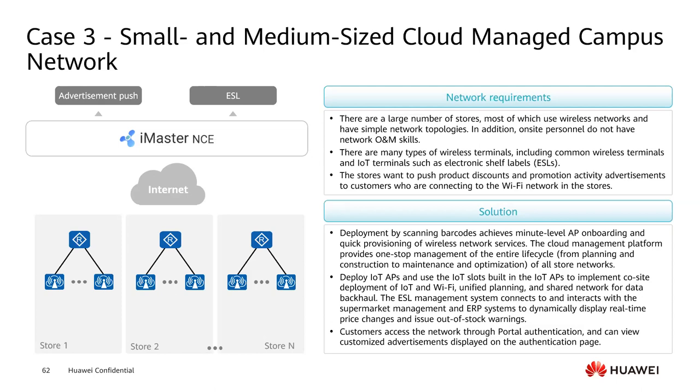And also in the cloud campus solution, the AP supports IoT. We can deploy the IoT APs and use the IoT slots to implement the co-site deployment of IoT and Wi-Fi. We can let the ESLs, we can let those IoT terminals access the network by only deploying the IoT inside AP. Okay, that's case three. We also need the MFNC-campus.